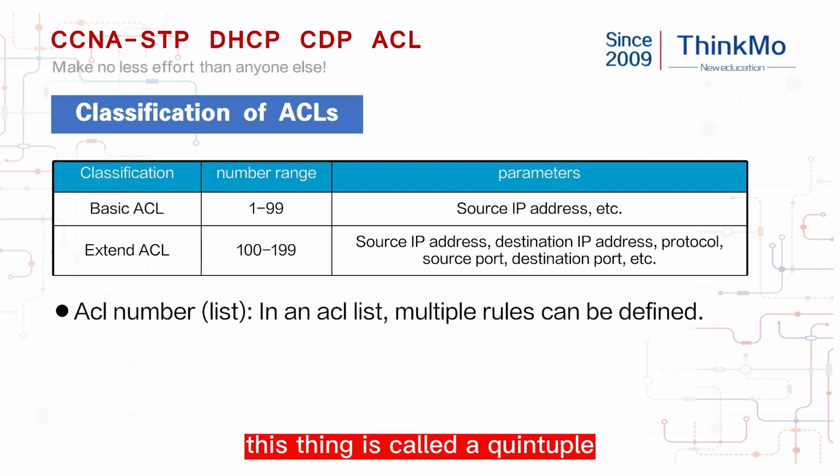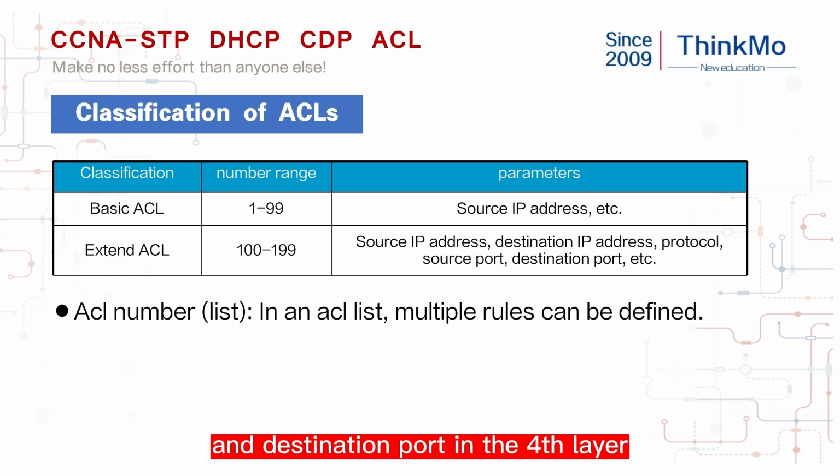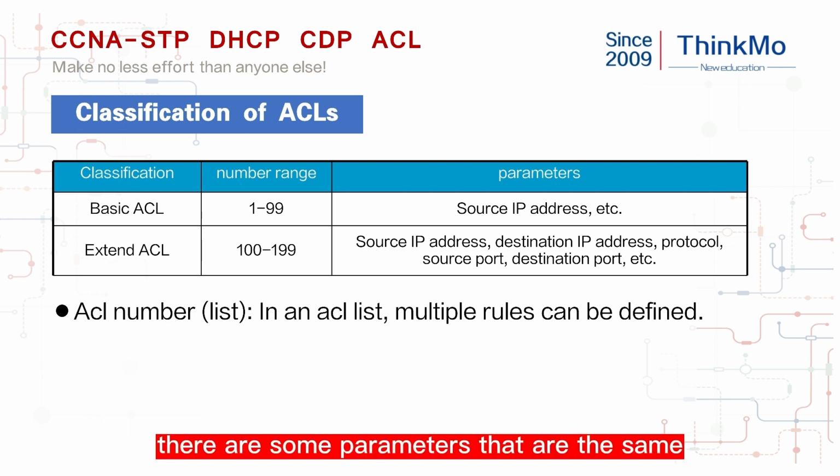This thing is called a quintuple. The 5-tuple refers to the source IP and destination IP in layer 3, plus the protocol in layer 3, plus the source port and destination port in layer 4. We call it a quintuple. That is, in a stream of data, there are some parameters that are the same.